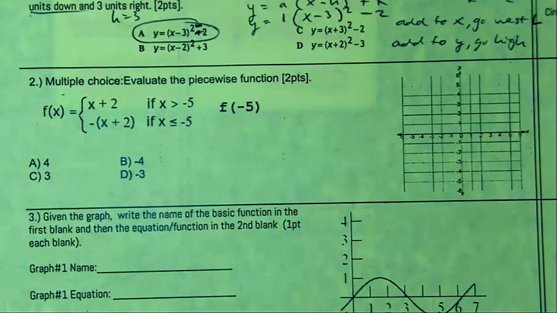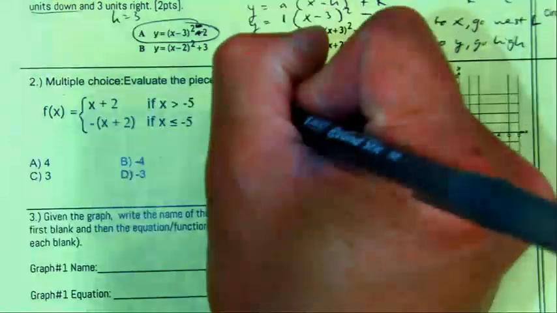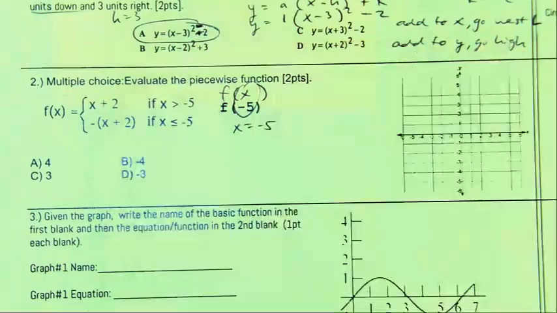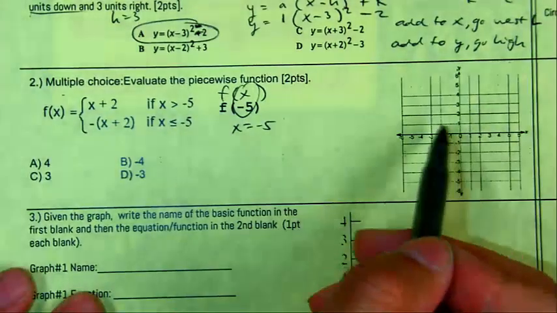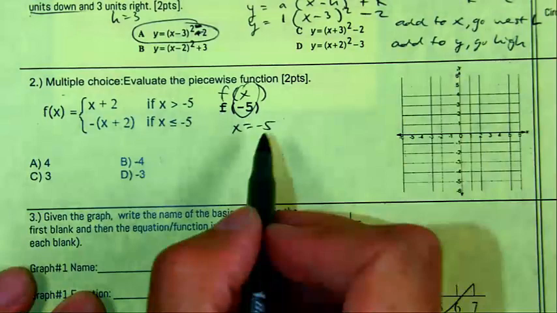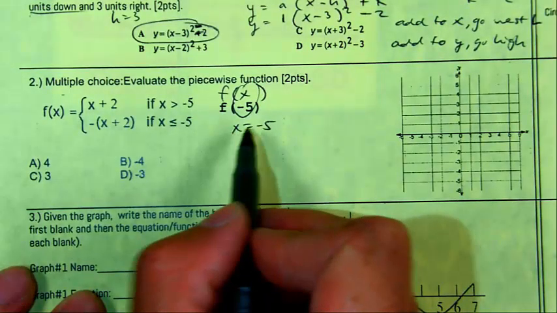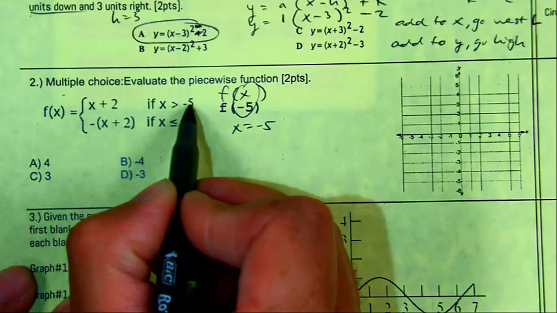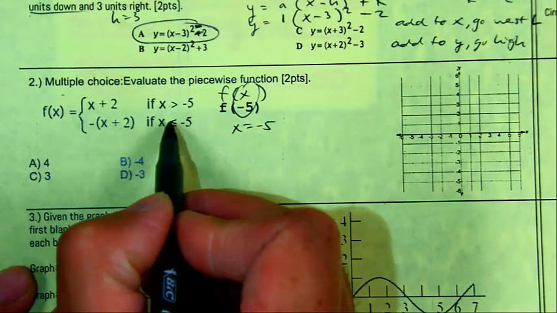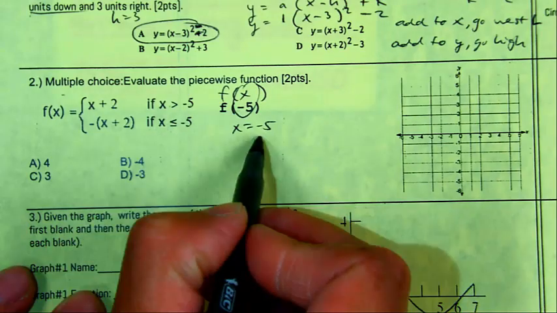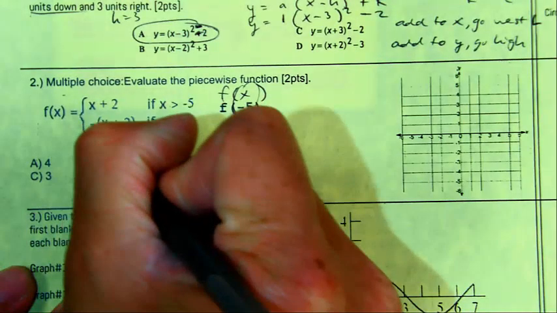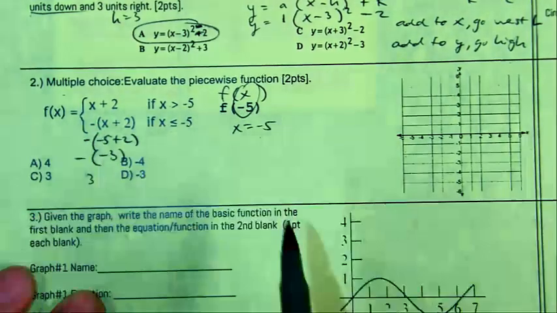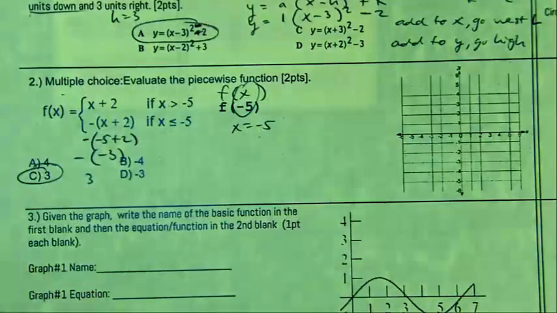Question number 2, multiple choice. Evaluate the piecewise function. Here's function notation. If you put f of x above it, it tells you x equals negative 5. Now, I just put a graph over here if you wanted to graph it, but essentially what you take is x equals negative 5, and then you're basically going to pick one of these. If you put negative 5 here, negative 5 is bigger than negative 5, that's false. Negative 5 is smaller than or equal to negative 5, that's true, so you would put negative 5 into the second one. You would get the opposite of negative 3, which is positive 3, so that would be choice number 3.